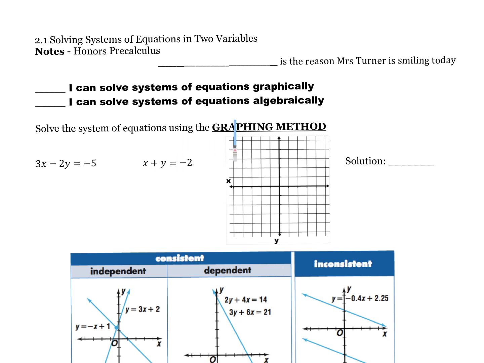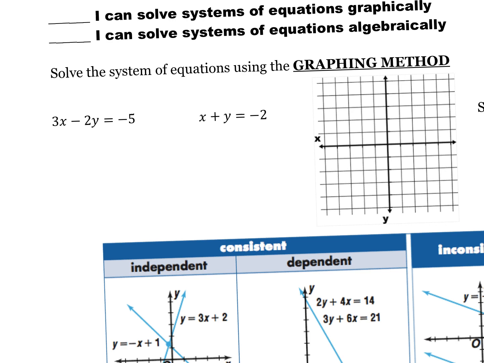So you guys, how many people are over graphing? Over it, agreed. So we're not going to practice it much because it's really not that efficient. You guys, let's go graph to find where these two lines intersect. What are we going to do first over here?